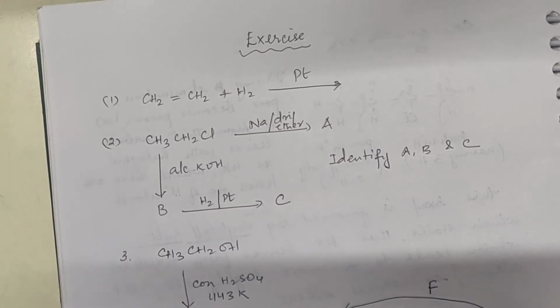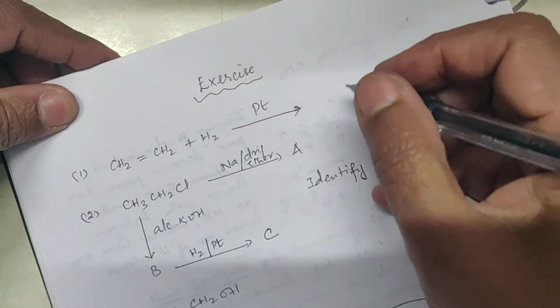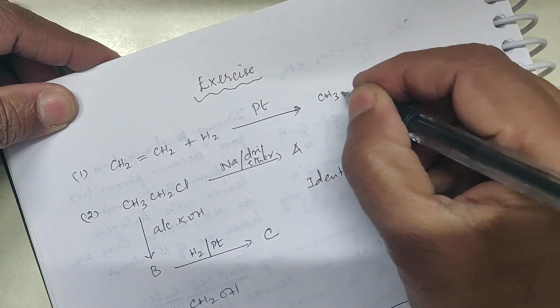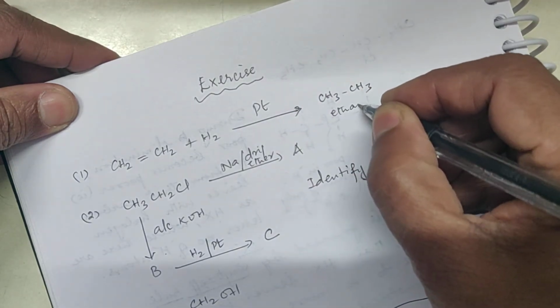Now, children, this is how you have to do this. This is simple hydrogenation. So your product is CH3, CH3, that is ethane. You need to name the product.